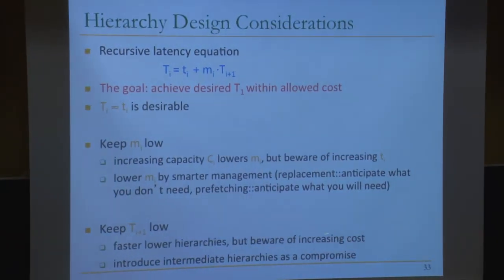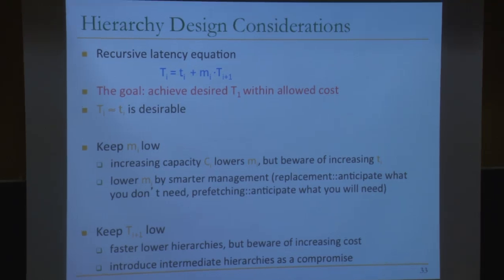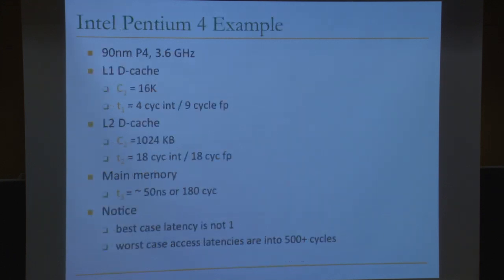Okay, so the compromise is, again, intermediate hierarchies. You can have two levels, but if you have three levels, maybe you get a better hierarchy that gives you better latency. Then the question is, how many levels do you want to have in your system? This is a very tough problem, because it depends on your workload. It depends on how you manage each level, what data you bring. Okay, one example of this, just to put something concrete here, this was Intel Pentium 4.